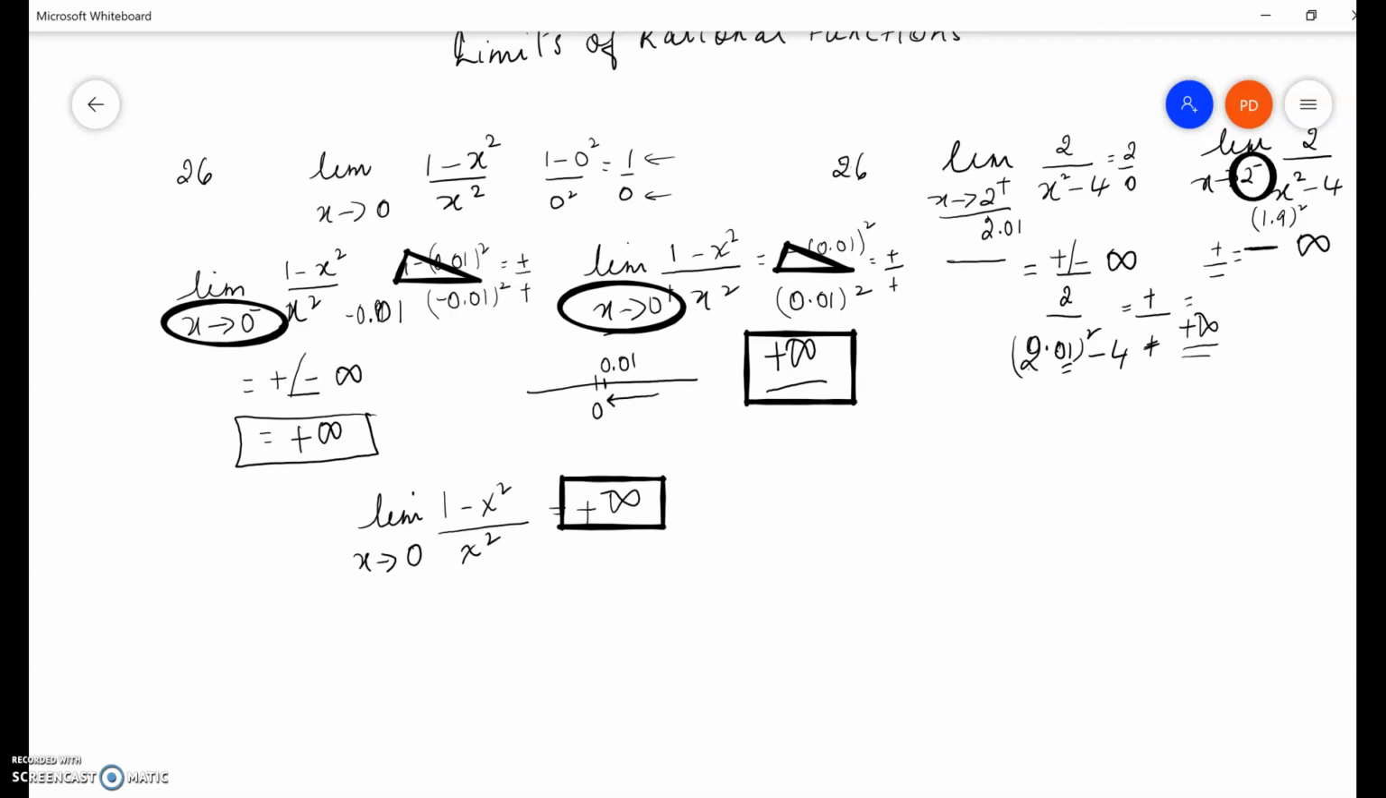So from the right, it's a positive infinity. As we approach 2 from the left, it's a negative infinity. So in general, the limit of 2 over x squared minus 4 as x approaches 2 does not exist.